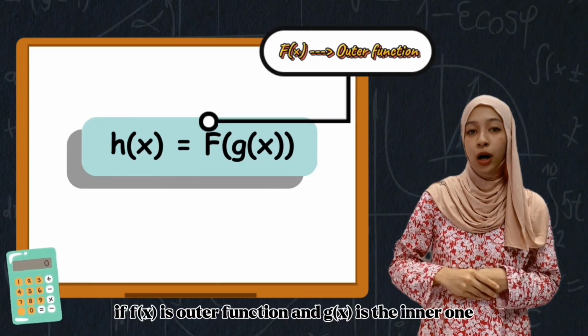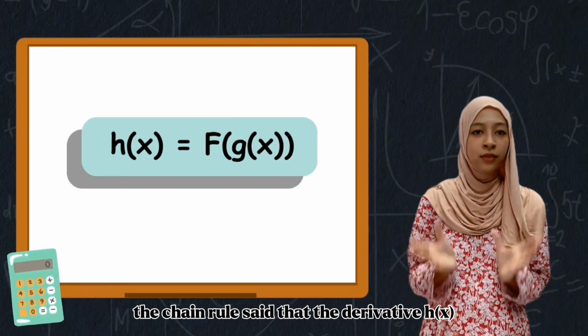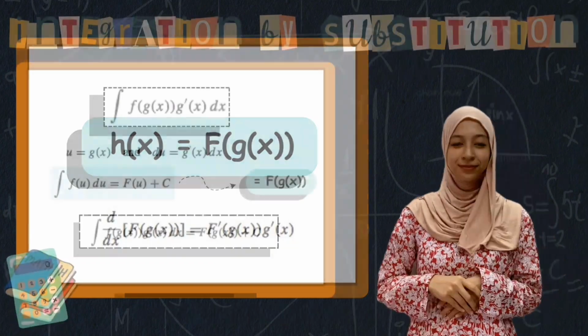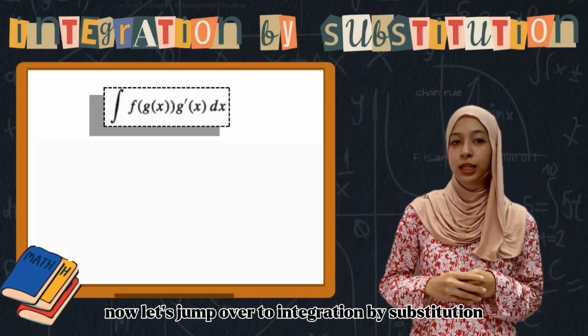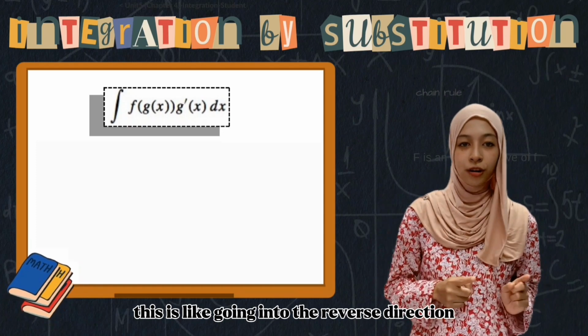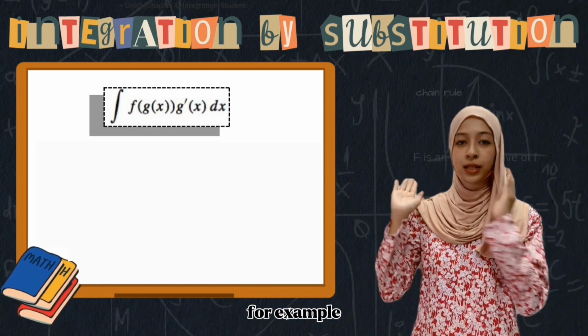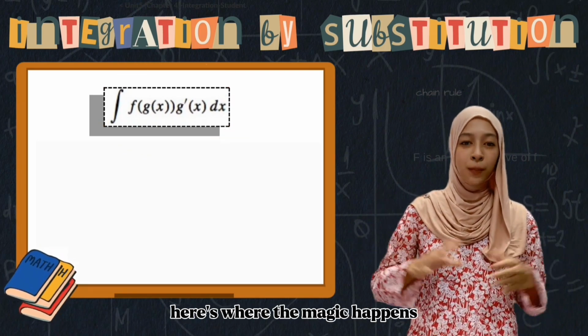If f(x) is our outer function and g(x) is the inner one, the chain rule says that the derivative h'(x) is given by f'(g(x)) times g'(x). Now, let's jump over to integration by substitution. This is like going in the reverse direction. Suppose we have an integral that is a bit tricky, for example, this equation. We want to simplify this. Here's where the magic happens.